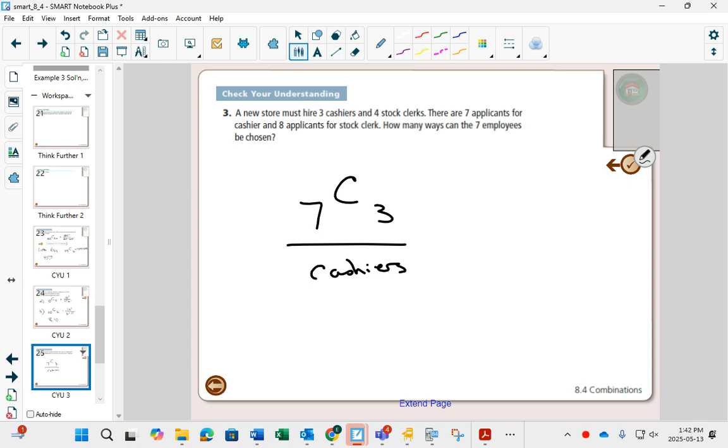But we have a second thing we have to decide as well. We also have to decide who the clerks are going to be. That's a second decision. You have to decide on who your cashiers are, and who your clerks are. So this is very similar to the fundamental counting principle with decisions. How many choices do we have for clerks? Well, there are 8 applicants, and we need to choose 4 of them.